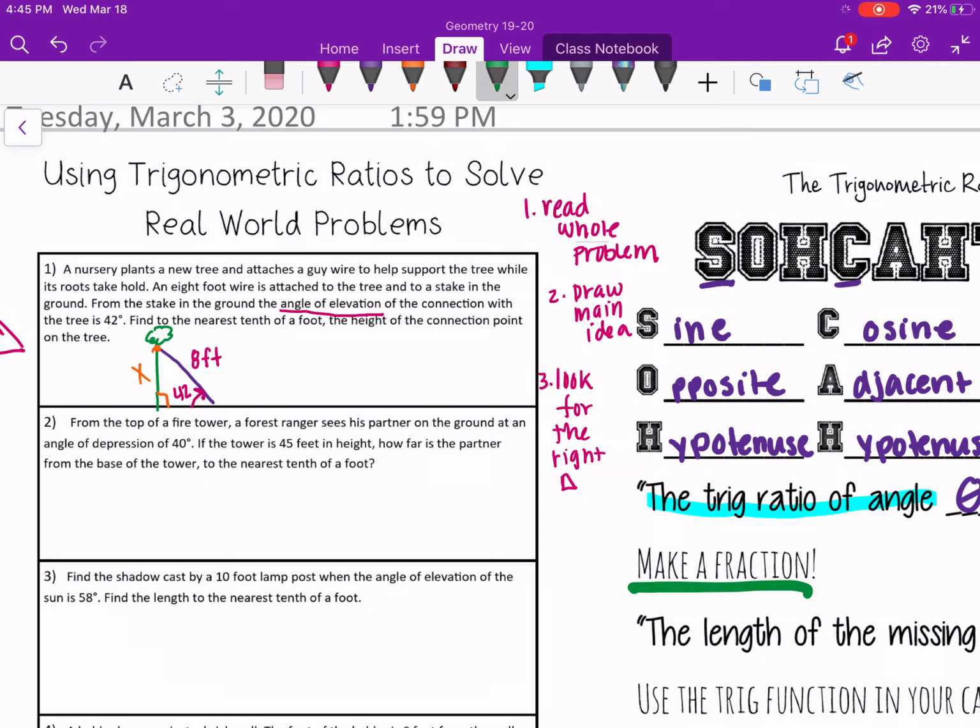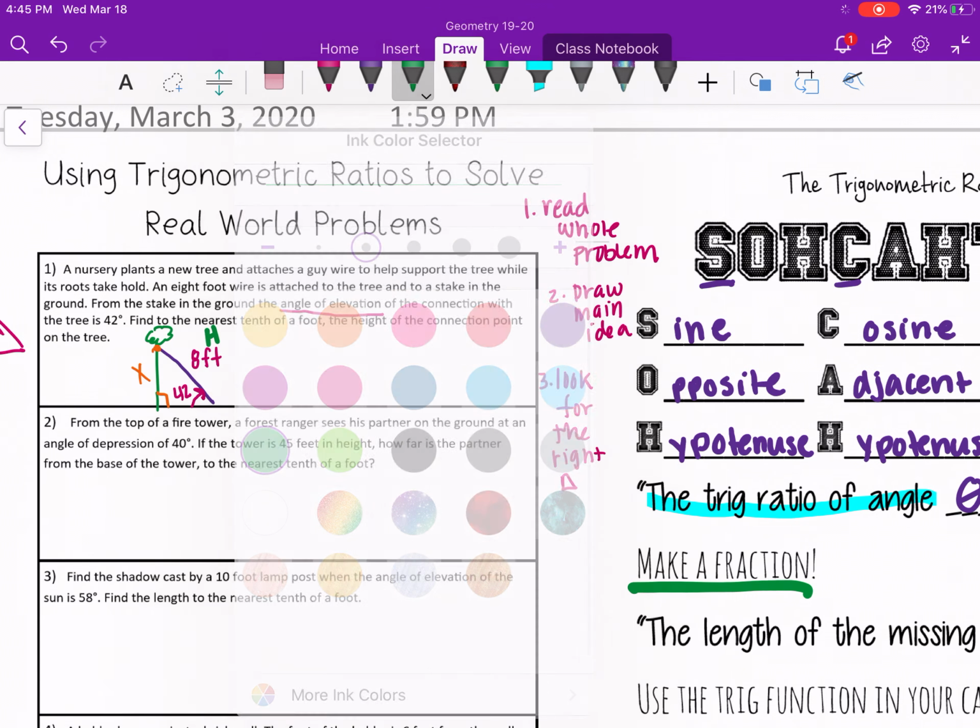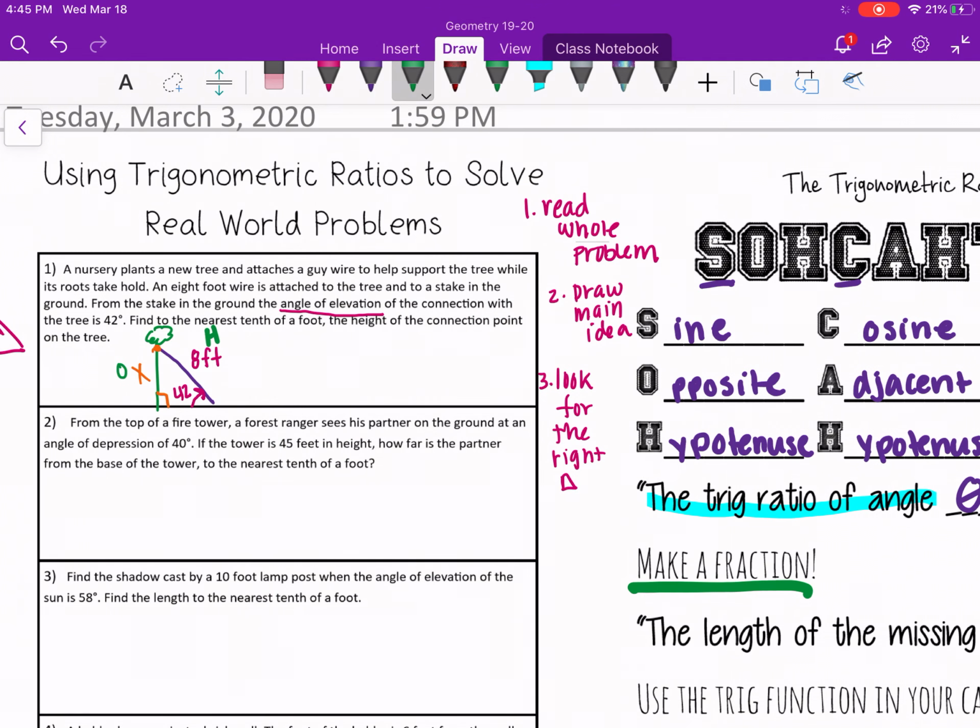So we've got my hypotenuse, and we've got my opposite, and the adjacent is down here. So if I circle, I can circle O and H. So I'm going to say sine of 42 is x over 8. And then really easy, all I have to do is multiply by 8 on both sides.